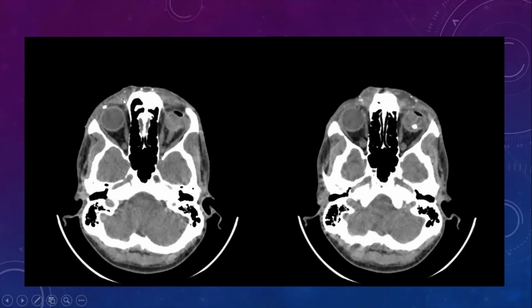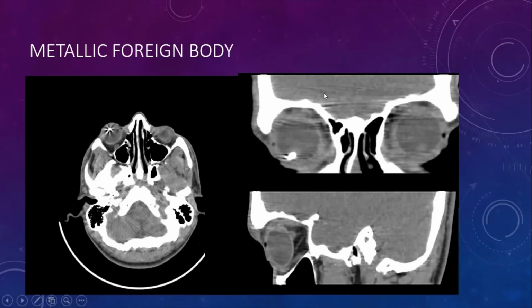So this is a case similar to the previous bomb blast case from the mines, and multiple metallic foreign bodies are noted here. When scanning these metallic foreign bodies, we get artifacts. These star-like artifacts are noted here. However, this is the minimal amount of artifact we are seeing here, because the latest CT machines have metal artifact reduction software that reduces it nicely, and by increasing the thickness and the number of slices, the artifacts can be reduced.